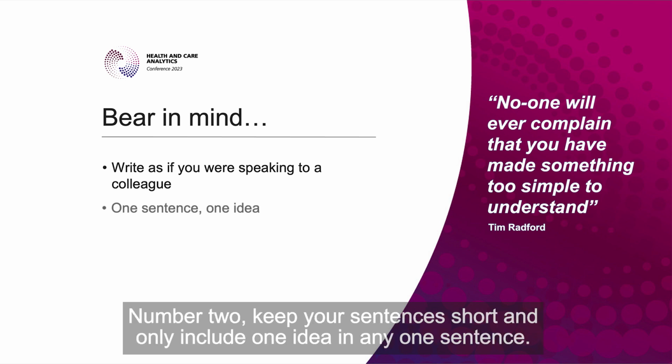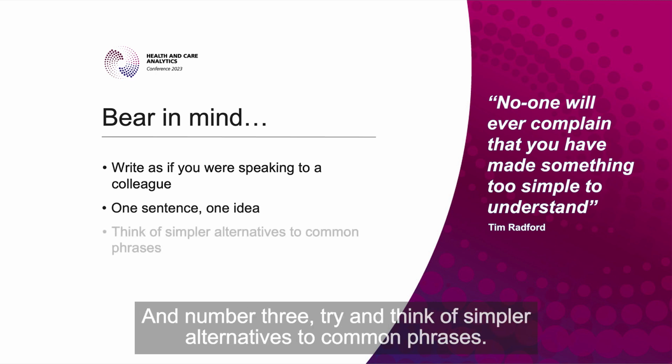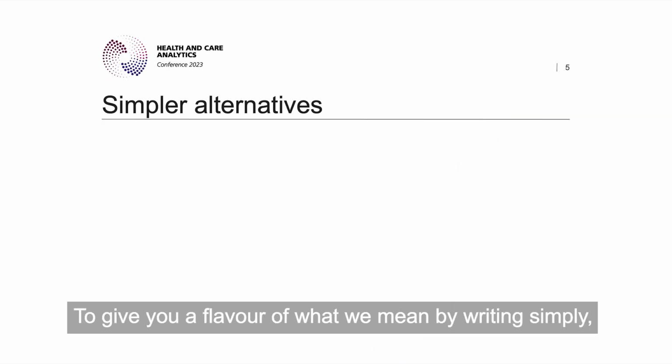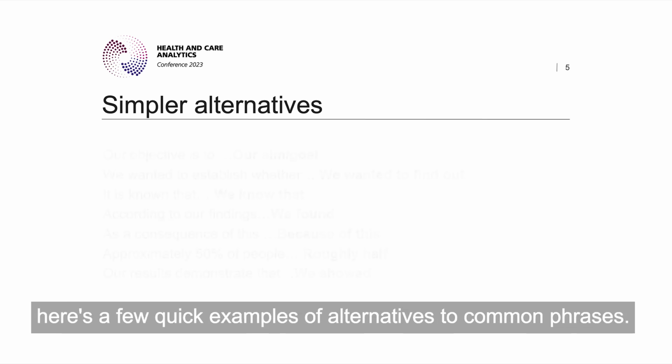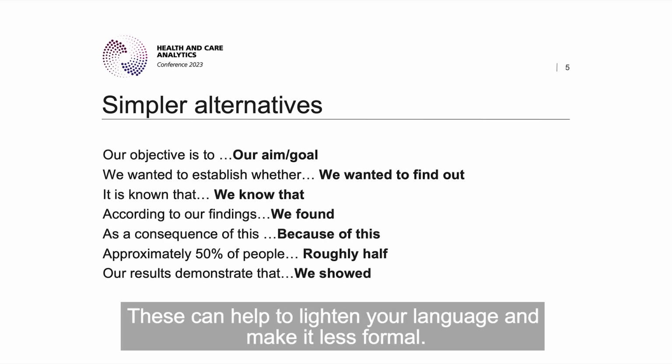Number 2, keep your sentences short and only include one idea in any one sentence. Long and convoluted sentences can muddy the main message that you're trying to convey. And number 3, try and think of simpler alternatives to common phrases. We'll be looking at some examples in a moment. To give you a flavour of what we mean by writing simply, here's a few quick examples of alternatives to common phrases. These can help to lighten your language and make it less formal.